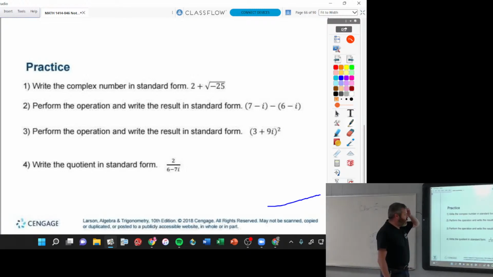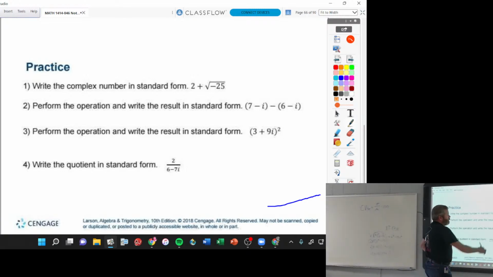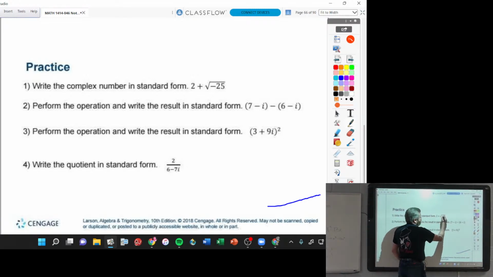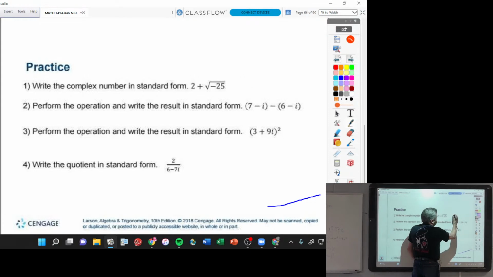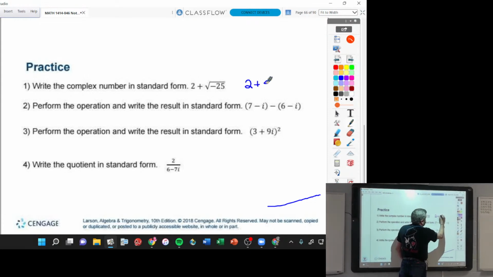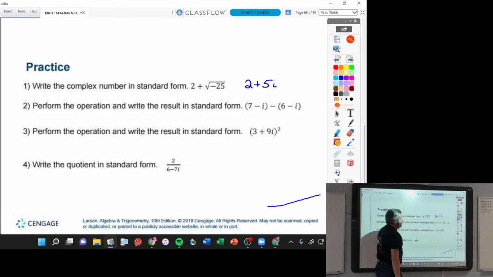Write the complex number in standard form. The square root of negative 25, well, the square root of negative 1 is i, and the square root of 25 is 5. So the square root of negative 25 is going to be 5i. So the answer to that's going to be 2 plus 5i, and that is in standard form.